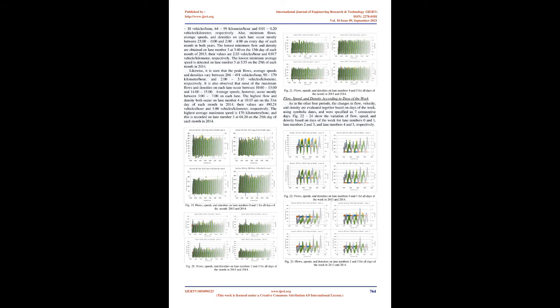Most minimum average speeds are found between 4 o'clock–6 o'clock and 1300 hours–1400 hours. The lowest minimum flow and density are observed on lane number 2 at 4 o'clock every Monday in 2013, as 6.50 vehicles/hour and 0.06 vehicles/kilometer, respectively. The lowest minimum average speed is 73 km/hour, and it is seen on lane number 0 at 6 o'clock on Mondays of every week in 2013.